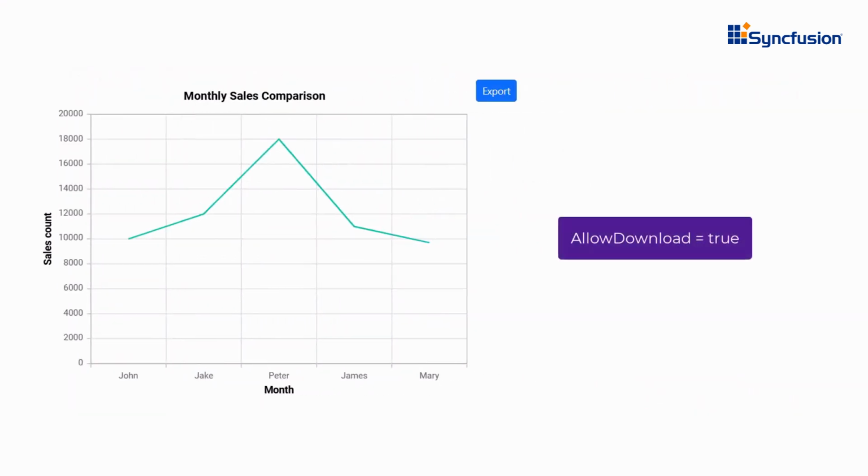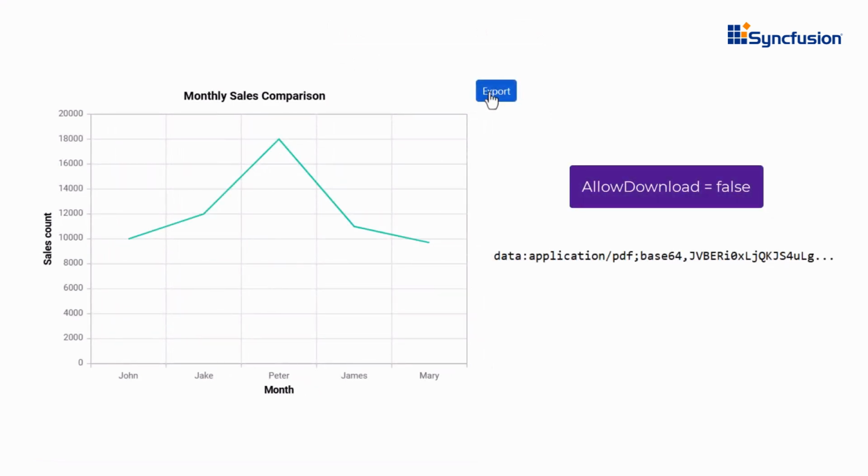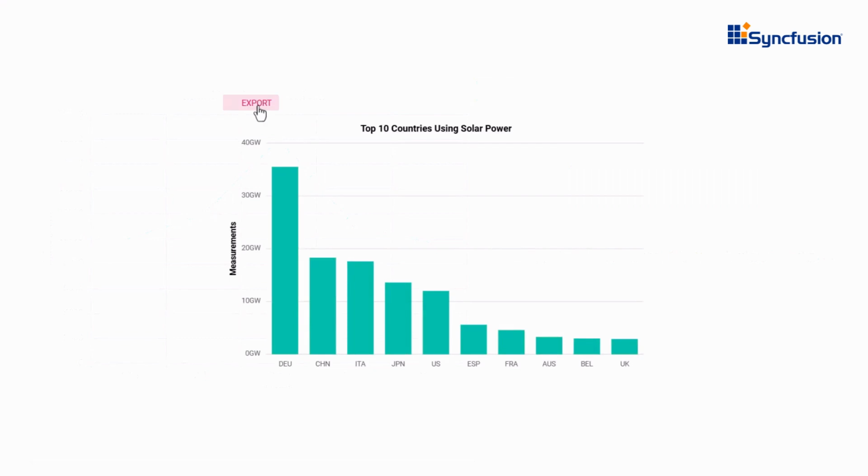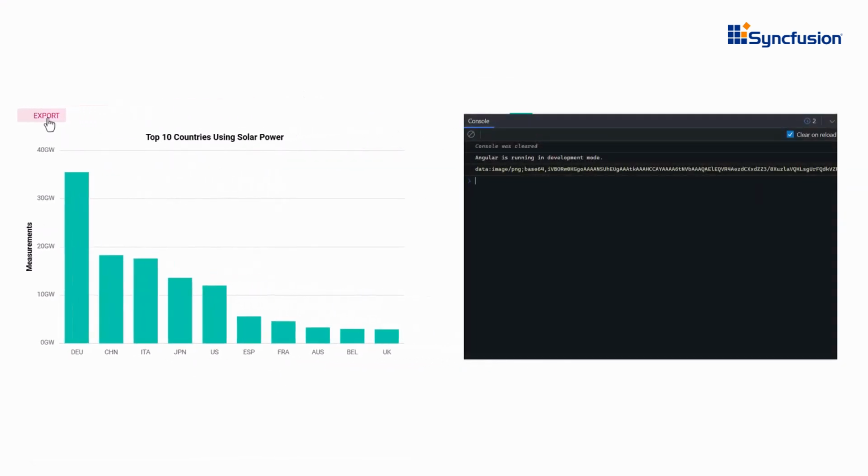Using the Allow Download option, you can either show the browser's download prompt or return the export as a data URL for use elsewhere in your app. If required, exports can also be generated as base 64 strings.